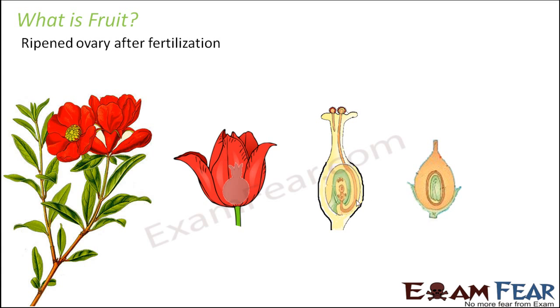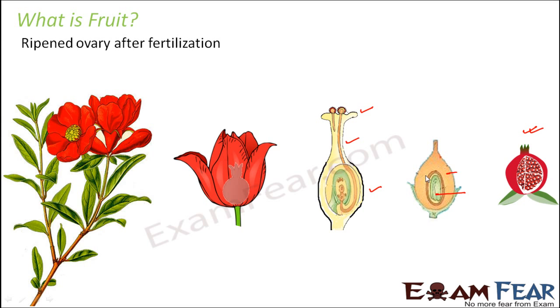Here you can see this is the stigma, this is the style, and this is the ovary. Now after fertilization what happens? This becomes the ovary and this is the seed. That is, the ovary gets ripened and the ovule turns into the seed. So this ripened ovary is nothing but the fruit.